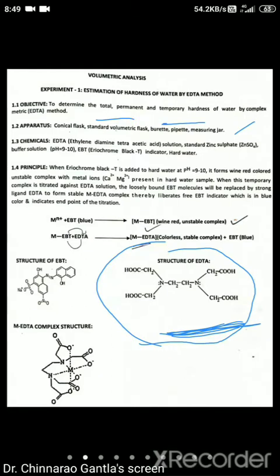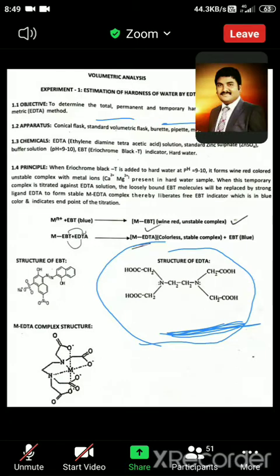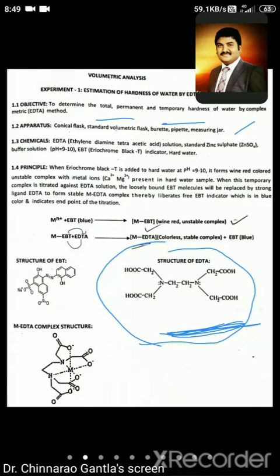When this temporary complex is titrated against EDTA solution, these loosely bound EBT molecules are replaced by the strong ligand EDTA to form a stable metal-EDTA complex. Thereby the liberated free EBT indicator is blue in color, which indicates the end point of the titration. This is important.